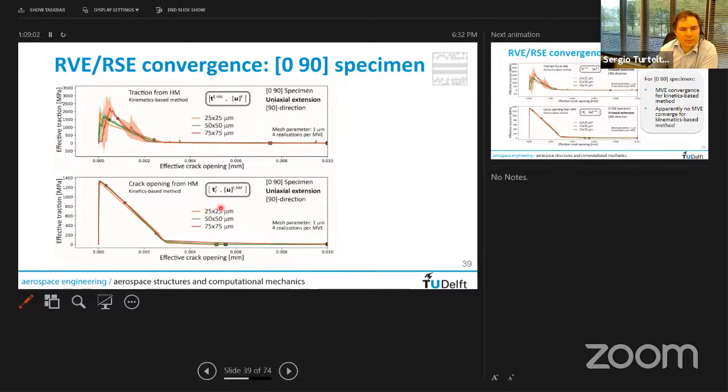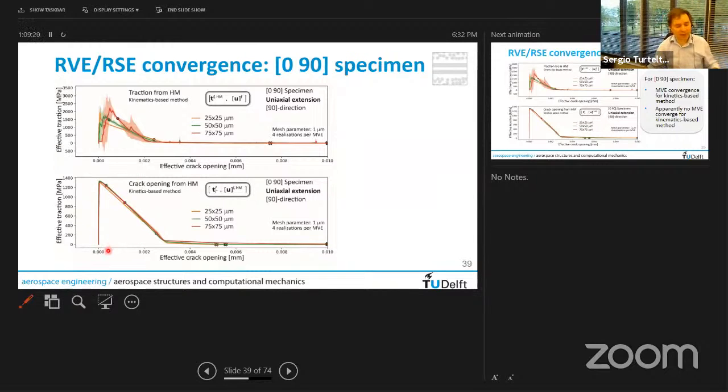So 25, 50, 75, all nicely aligned. And this is the same data. This is exactly the same simulations. So this is one way of post-processing the simulation. This is another way of post-processing the simulation.